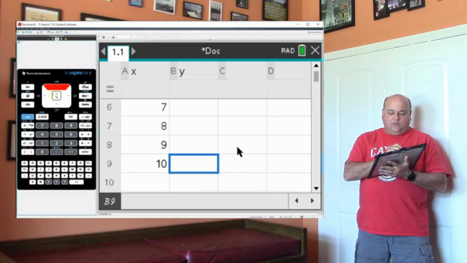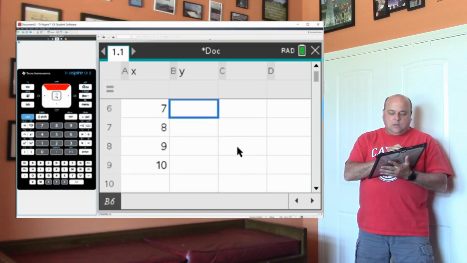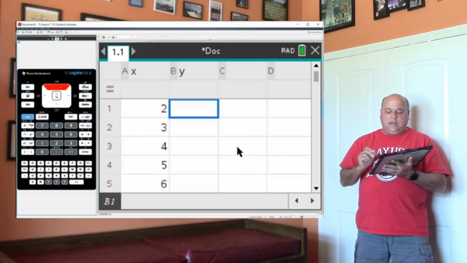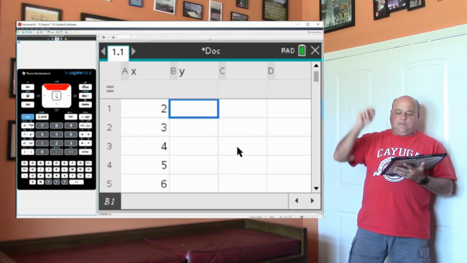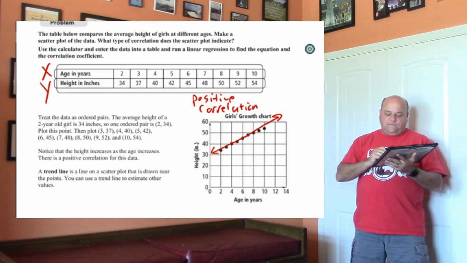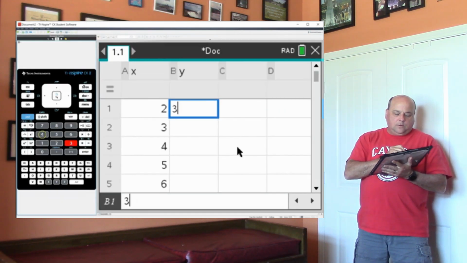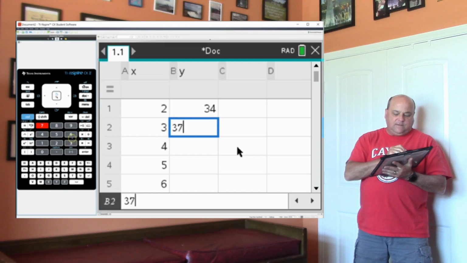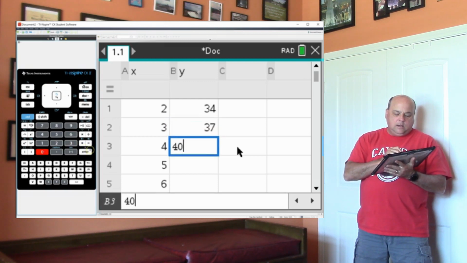Now then, you got to hit the over button and then go up all the way to the first column in the B, okay, first row B. So I'm in first row, and now I'm in B. I'm going to type in my B's, which is 34, 37, 40. 34, enter. 37, enter. 40, enter.